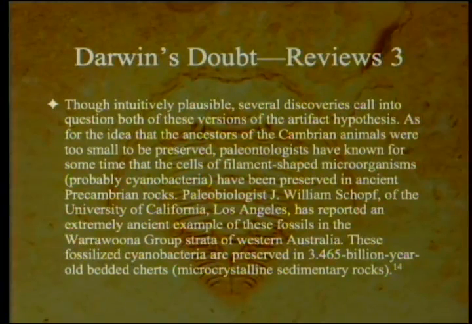And then following that quote, which seems to be saying, okay, here's the standard way of looking at things, and Charles Marshall kind of summarized it in these two parts that Meyer quotes: though intuitively plausible, several discoveries call into question both of these versions of the artifact hypothesis. As for the idea that the ancestors of the Cambrian animals were too small to be preserved, paleontologists have known for some time that the cells of filament-shaped microorganisms, primarily cyanobacteria, have been preserved in ancient Precambrian rocks. Paleobiologist J. William Schopf of the University of California, Los Angeles, has reported an extremely ancient example of these fossils in the Warrawoona group strata of Western Australia.